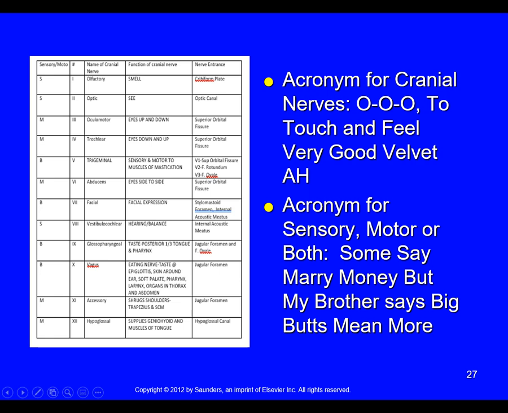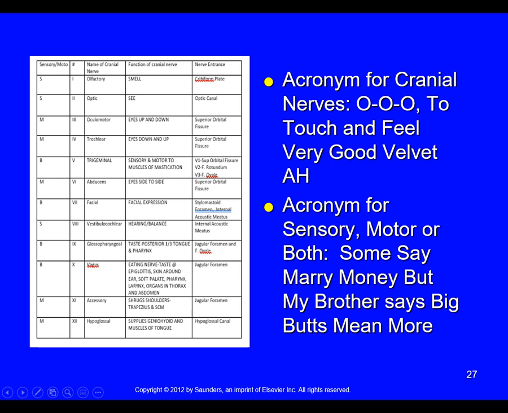Now we've got the eyes moving up and down and up for 3 and 4. Those are motor functions. Then we've got trigeminal is both, and then abducens is another eye, which is motor. We're moving the eyes side to side. And thank goodness, anything related to the eyes and the eye function is going through the superior orbital fissure, except the sensory optic going through the optic canal.